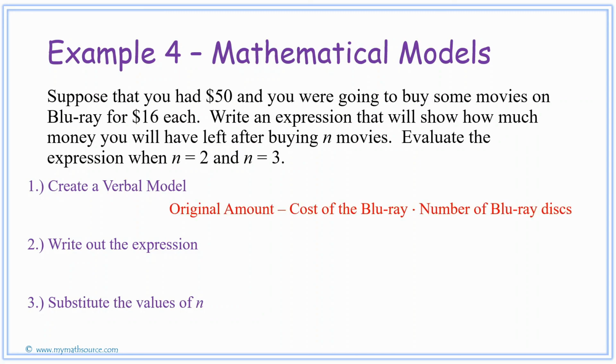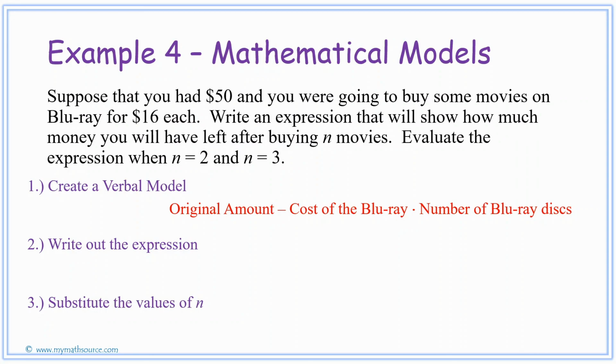So it's going to be my original amount, my $50, subtract the cost of the Blu-ray times the amount of Blu-ray discs that I will get. So if I get 2 Blu-ray discs, it would be like 2 times 16, or 3 times 16, or 4 times 16, and then I'm subtracting it from the original amount. So I come up with a verbal model, a word form that helps me to see exactly what I'm doing.